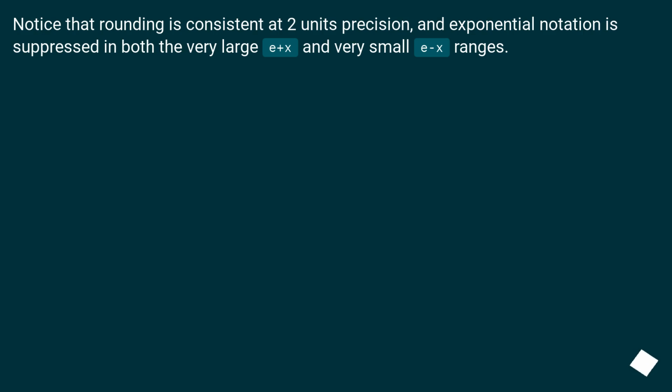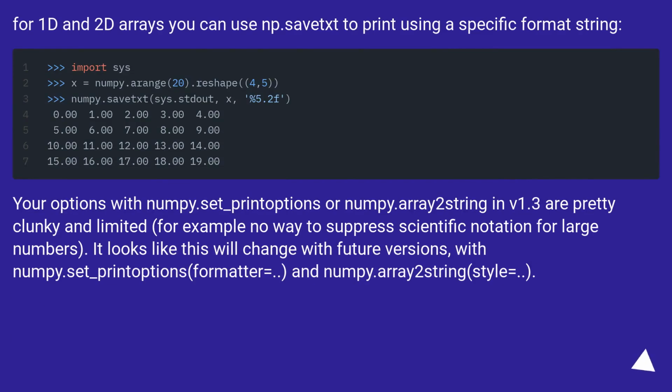Notice that rounding is consistent at 2 units precision, and exponential notation is suppressed in both the very large e plus x and very small e minus x ranges. For 1D and 2D arrays you can use np.savetxt to print using a specific format string.